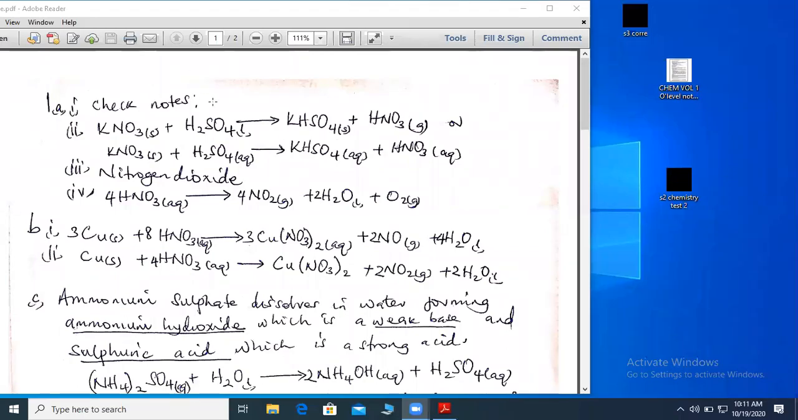Question number 1 was asking to describe how nitric acid can be prepared in the laboratory. For that one, I want you to go to the notes and do it. Draw the diagram, and the substances to use are potassium nitrate and sulfuric acid, which must be concentrated. Part 2 was asking you to write the equation.